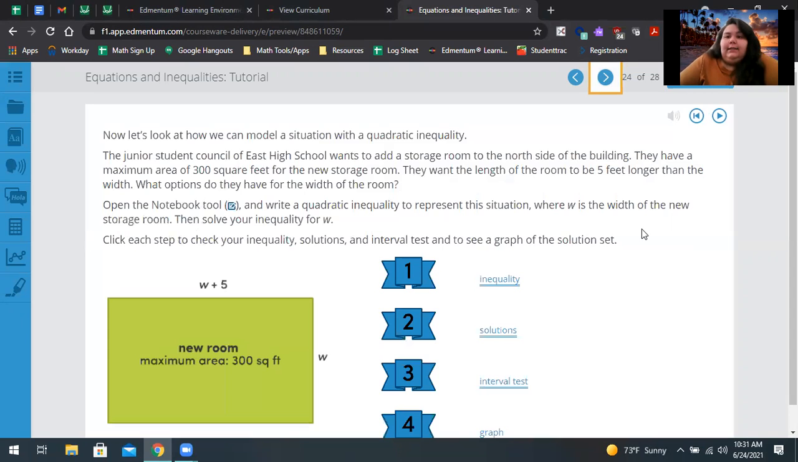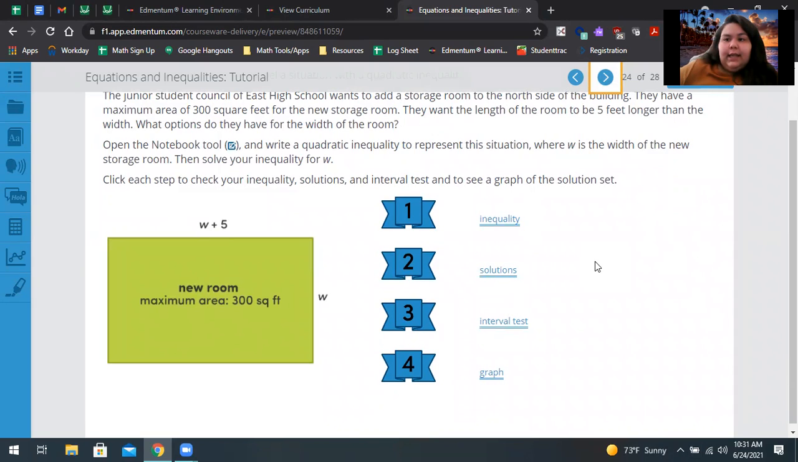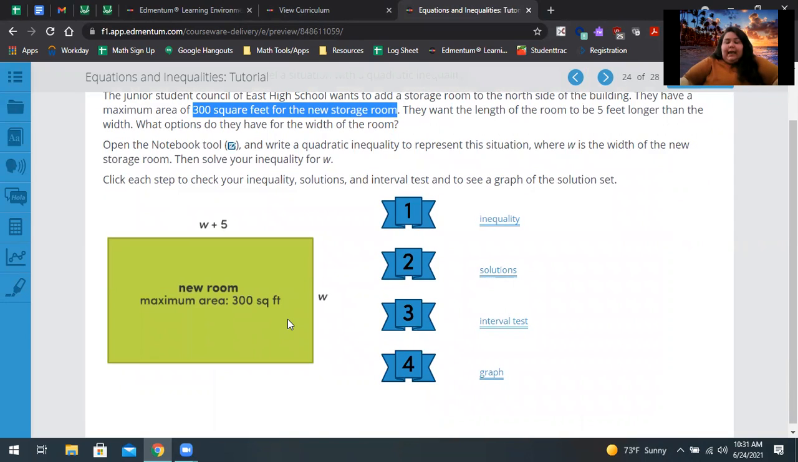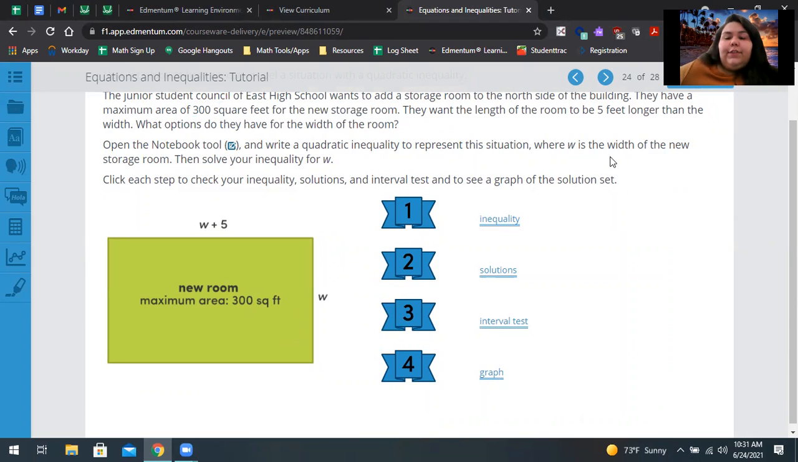So let's take a look at slide 24 here. It says, now let's look at how we can model the situation of a quadratic inequality. The Junior Student Council of East High School wants to add a storage room to the north side of the building. They have a maximum area of 300 square feet for the new storage room. So maximum area, that's 300, that's it. We can't surpass that because that's the maximum amount that we can reach. There is no more space after that. They want the length of the room to be 5 feet longer than the width. What options do we have for the width of the room?